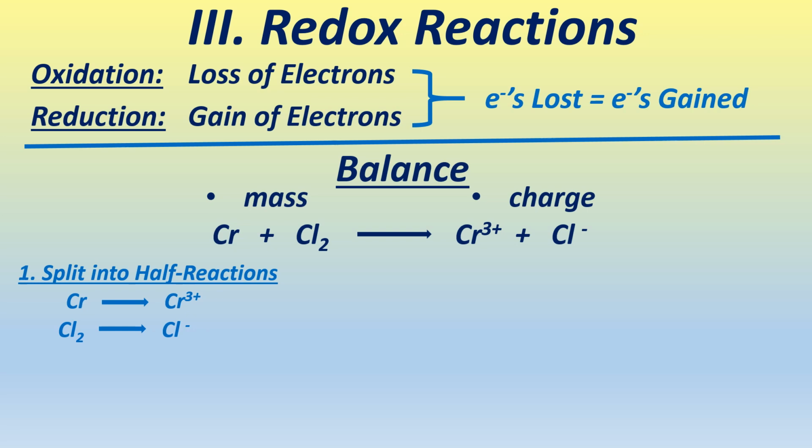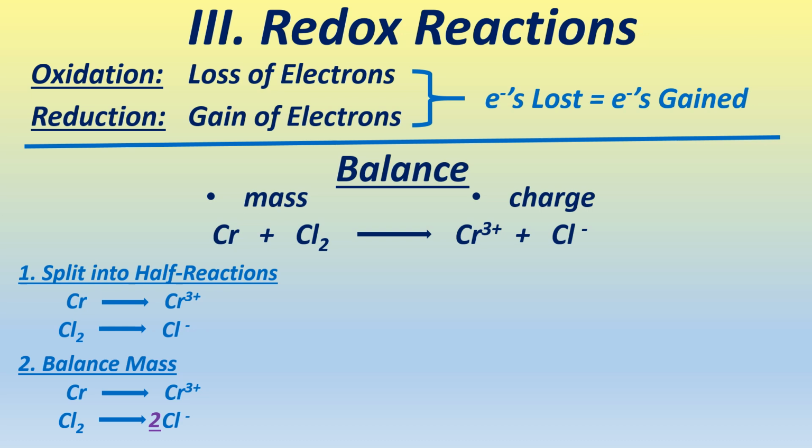Once the reactions are separated, one goes back to balance the mass. I have 1 Cr going to 1 Cr3+. That's balanced. However, a Cl2 going to 1 Cl- is not balanced. So Cl2 should go to 2 Cl-. Once one balances the mass, one moves back to balance the charge.